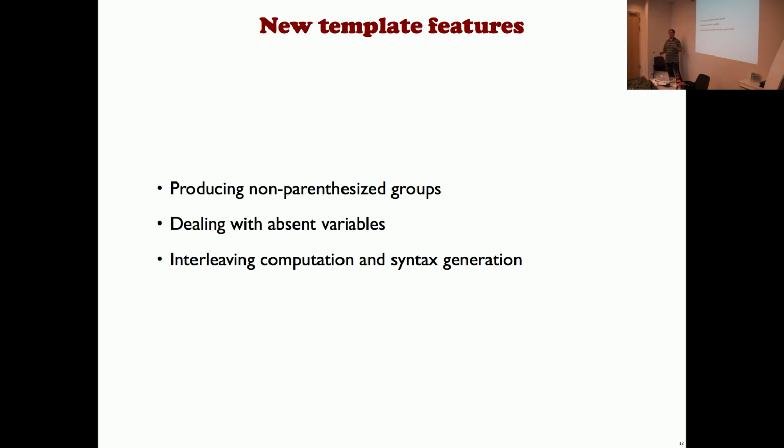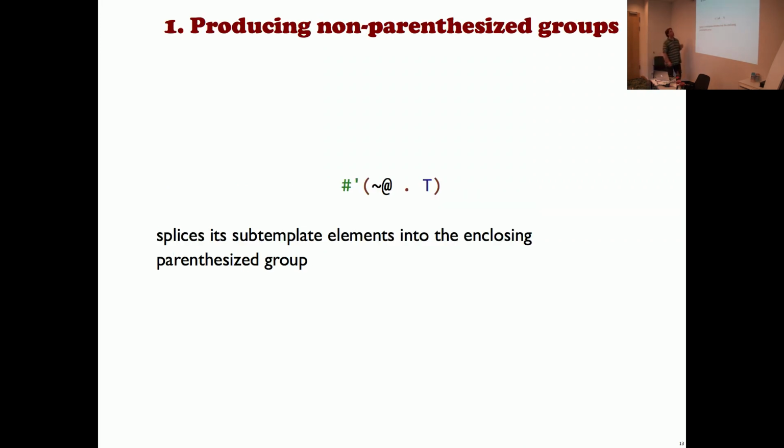We also want a nice way of dealing with absent variables. And for symmetry's sake, it seems like we ought to have a way of interleaving computation and code generation the same way that we can interleave computation and predicate checking during pattern matching. So those are the three extensions. And I'm going to give you a quick introduction to the syntax and what they do, and then I'll show you some examples.